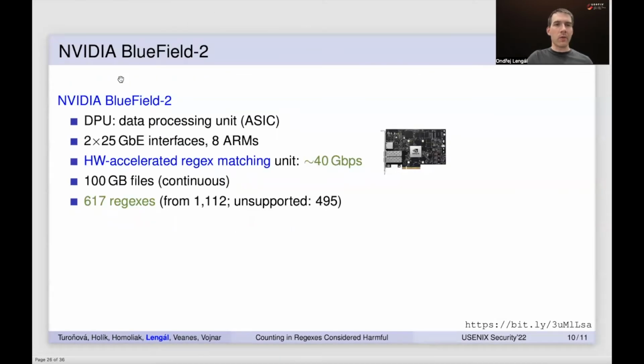The other real-world security solution that we tried was the NVIDIA BlueField-2 data processing unit. This is a card that contains a hardware-accelerated regex matching unit with a throughput of around 40 gigabits per second. Here we tried 617 regexes because from the original 1100, some of the regexes contain some features not supported by the regular expression matching unit on the card.